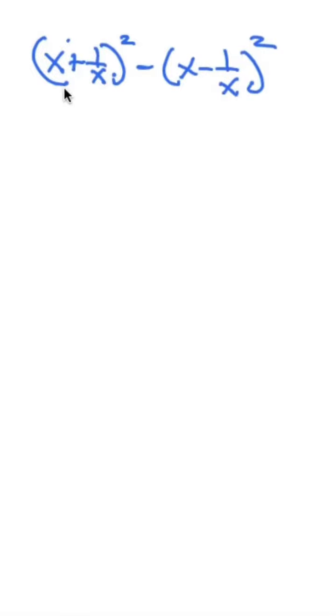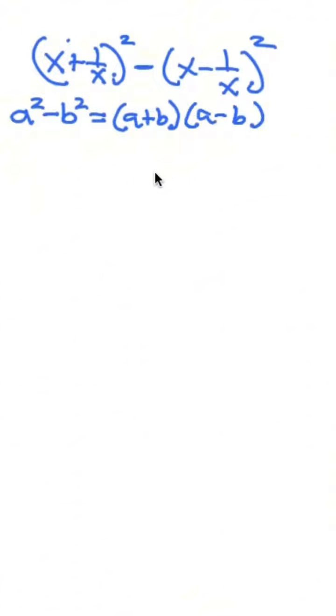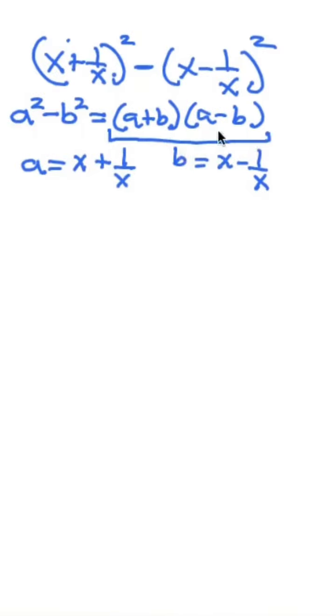You see a question like this, where you have two things being squared with a minus sign in the middle, the pattern that should light up in your brain is a squared minus b squared is equal to a plus b times a minus b. In this scenario, our a is simply x plus 1 over x, and our b is x minus 1 over x. And now we're going to simply rewrite this equation as a plus b times a minus b.